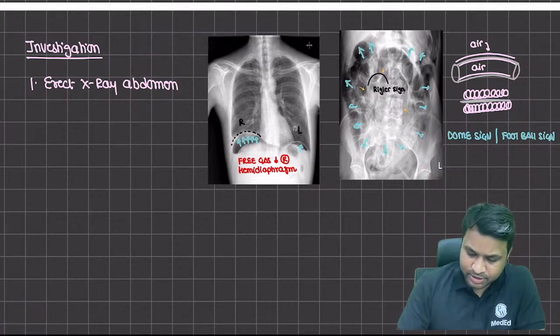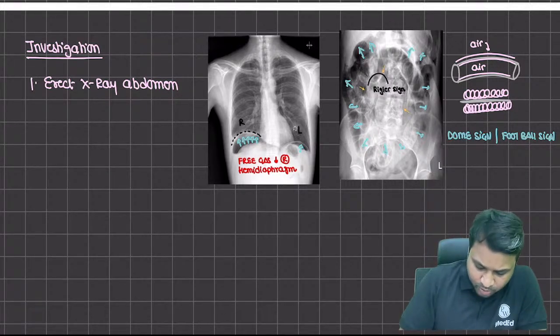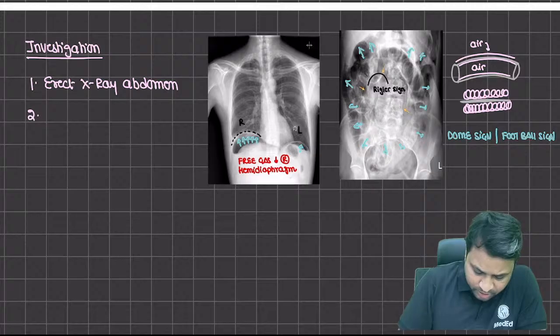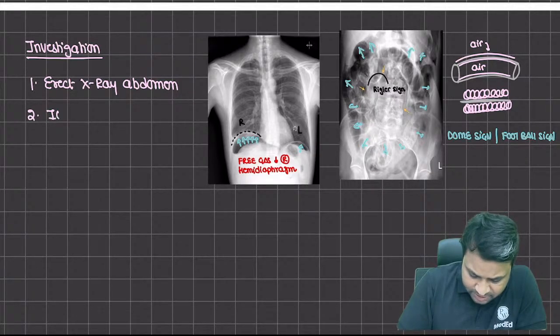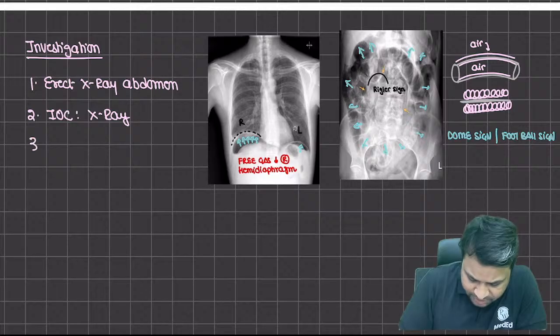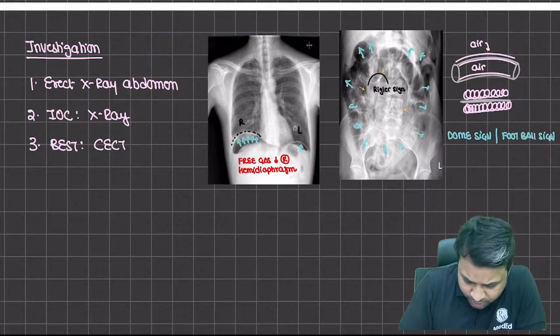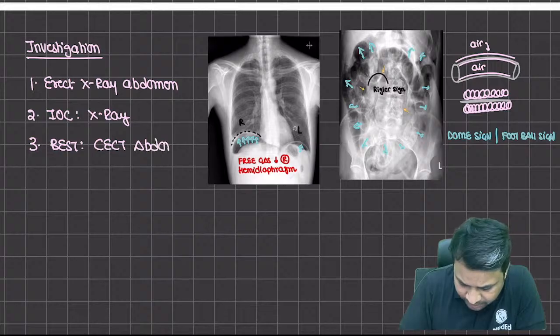Okay. So this is on the basis of the erect X-ray abdomen. Now, in fact, if I ask what is the investigation of choice, it is going to be an erect X-ray. But if I ask what is the best investigation for hollow viscus perforation, it is going to be CECT abdomen.